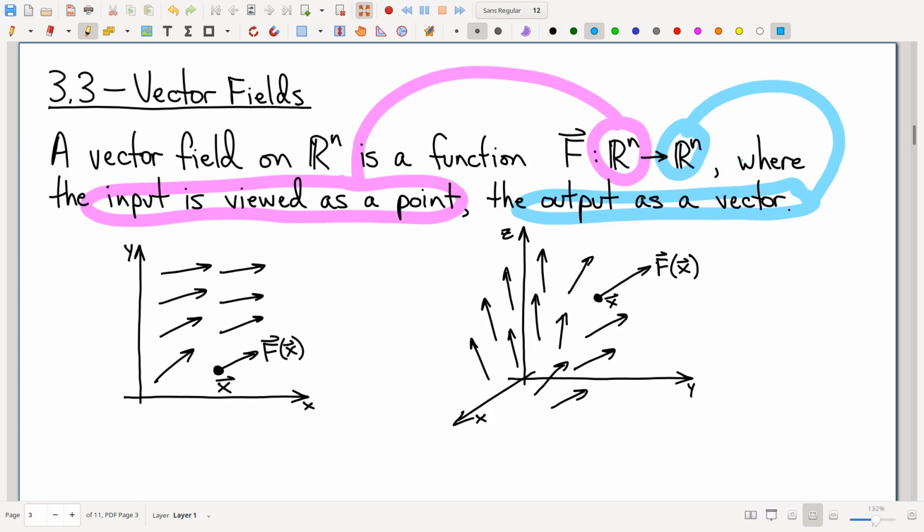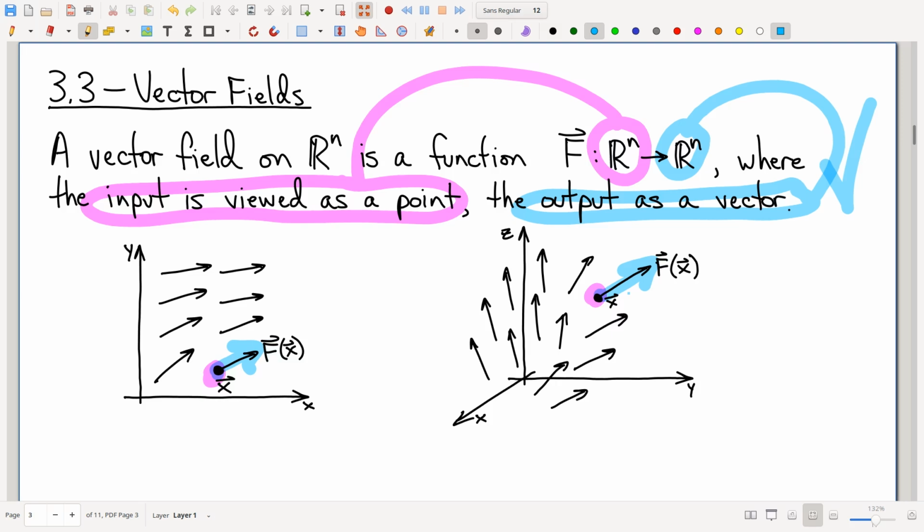the output we think of as a vector. And then I can draw the following picture for every point in R2, for every point in R3. For example, if I have a vector field in R2 or a vector field in R3, for every point, there is a corresponding associated, what we call field vector, which we represent by an arrow with its tail at the given point. This is just how you draw vector fields. For every point, there's a corresponding vector.